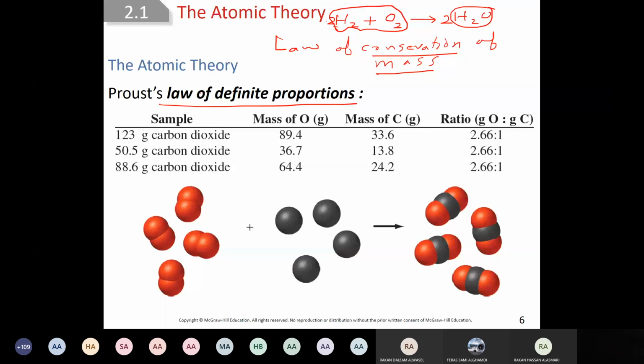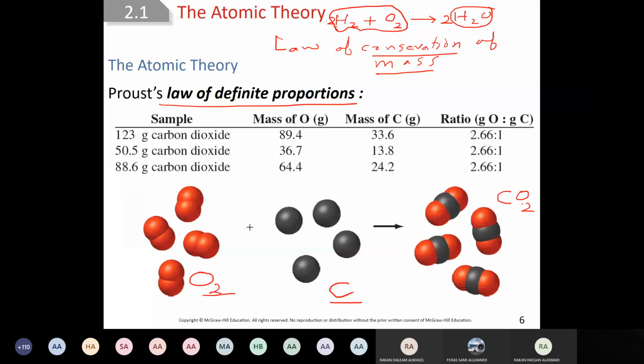Now we have another law, the law of definite proportion. What do I mean by that? If you take carbon, this is a carbon atom, and you react it with oxygen, and you make the compound CO2. What did you do in this reaction? You react oxygen, O2, with carbon to make CO2. Clear?